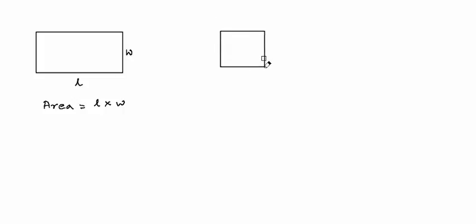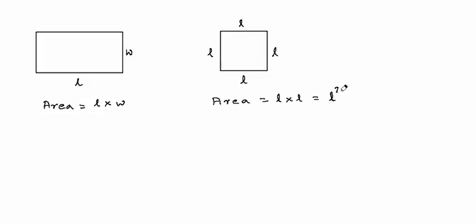A square is a special type of rectangle in which all the four sides are the same length. Say L. So if this is L, and so is this, and so is this, they are all the same length. And therefore the area is given as L times W as for a rectangle, but in this case W is the same as L, and therefore the area is given as L times L, which is also written as L raised to the second power, or L square.